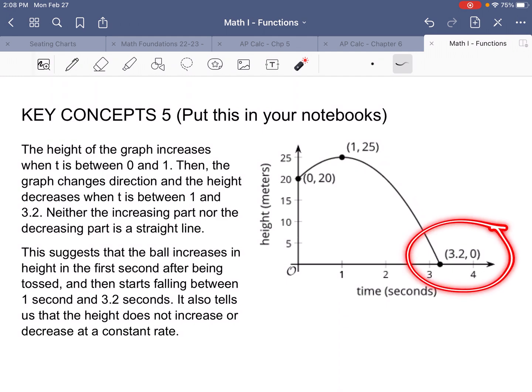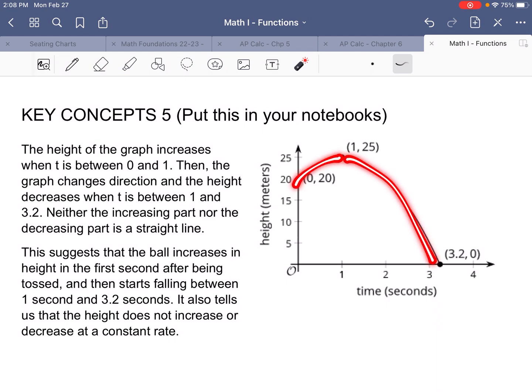Now, when it hits the ground over here, it's perfectly flat. It's not increasing or decreasing. So we would say it's a constant rate. Height does not increase or decrease. I think that's about it. So increasing, decreasing, constant.